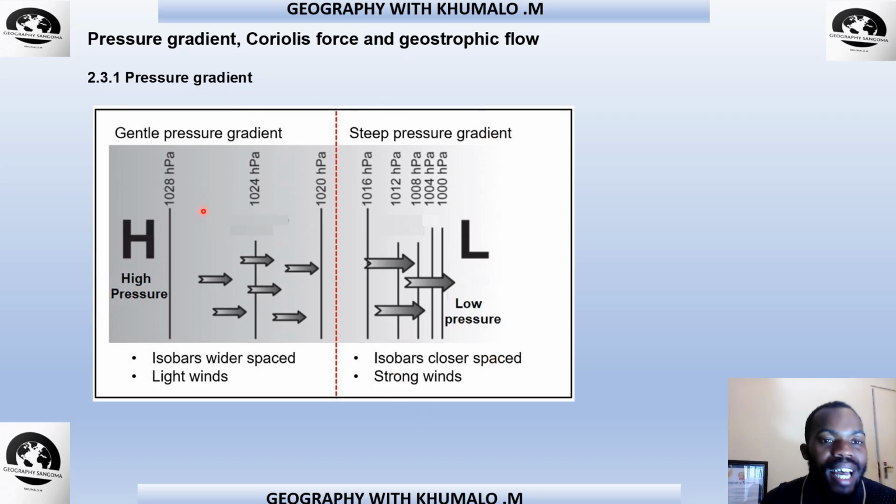Then we come to this side. The further the isobars, the gentler the pressure gradient, the lighter the wind, or the weaker the wind. So you must understand. Once you see on your synoptic map isobars that are closer to each other, what are isobars? Isobars are lines joining places of equal atmospheric pressure. So when they are closer to each other, it means that there is a steep pressure gradient, and when they are further apart, it means that there is a gentle pressure gradient.